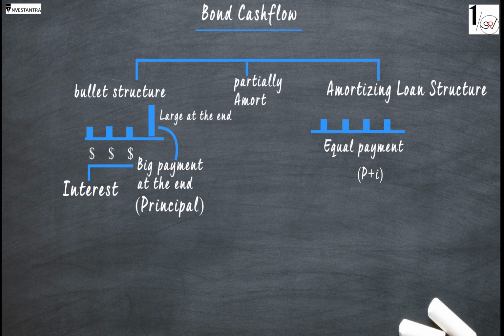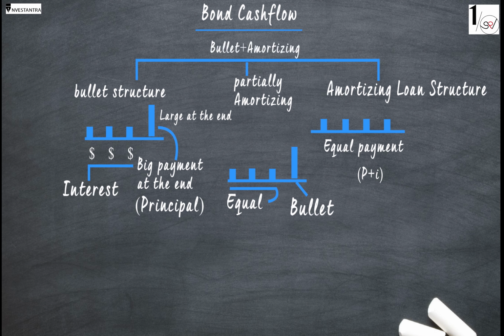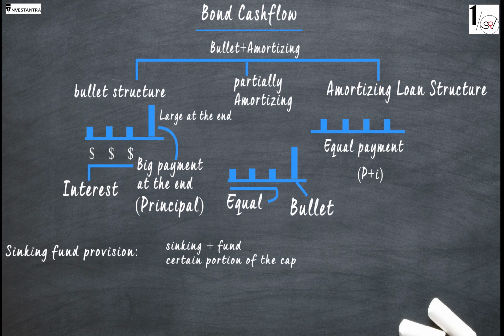There's one more thing called partially amortizing. What is partially amortizing? It's simple. Part of the loan is equal payments, the other part is bullet. So you can see the partially amortizing structure combines bullet and amortizing. That's it. Sinking fund provision. What do you think a sinking fund is? Sinking plus fund. A certain portion of the capital, or it can also be principal, is paid back periodically.